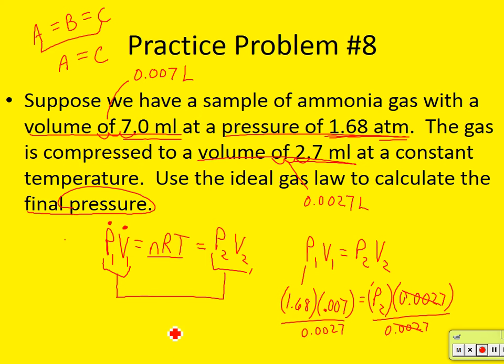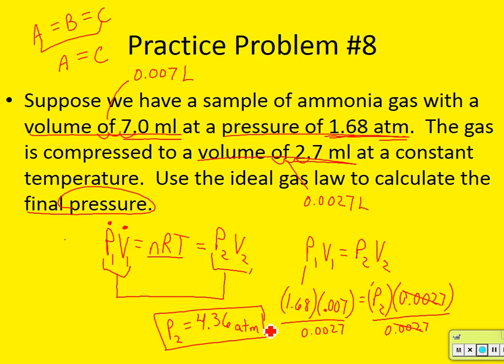Okay, so I'm getting that P2, final pressure, is equal to 4.36. What's my units going to be for pressure, guys? Atmospheres, ATMs. Okay, let's see and kind of make sure this makes sense to us.